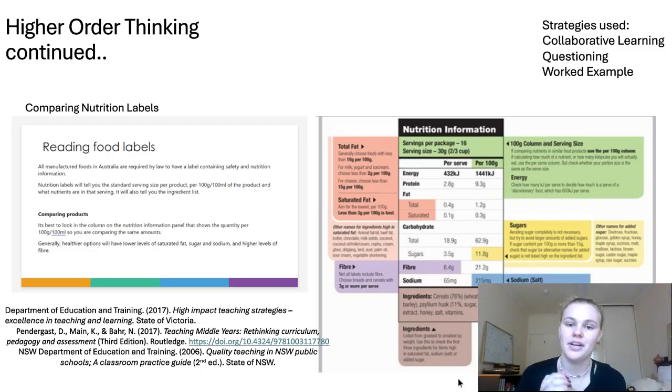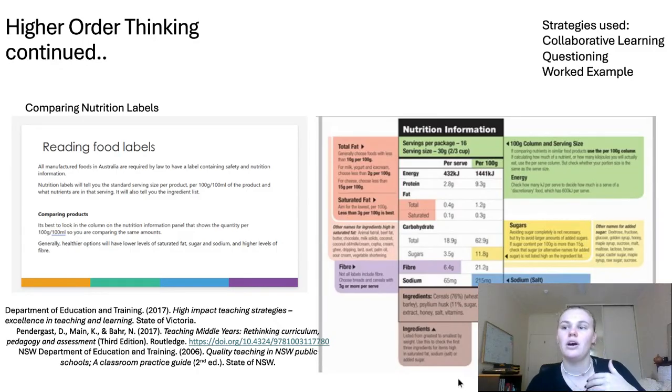So, how did the strategies of collaborative learning, questioning, and worked example support higher order thinking in this example? Using these strategies prompted student discussion and investigation and also supported the qualities of higher order thinking, such as giving solid meaning to topics and encouraging students to combine knowledge with others to come to a conclusion of the topic.